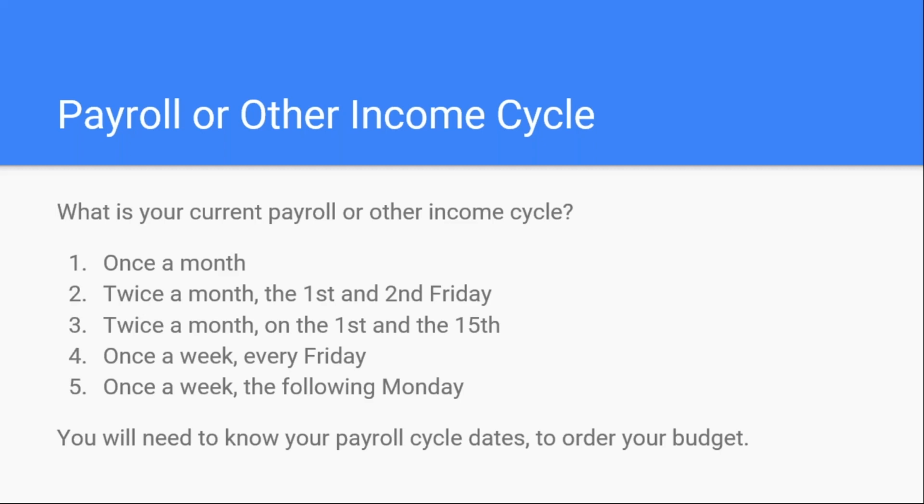So the next thing to think about is when your payroll or other income cycle is going to occur. Some people get paid once a month, some people get twice a month payments on the first and third Fridays usually. Some people get twice a month on the 1st and the 15th. You could be getting your payments once a week, every Friday. Some places I worked, you've got them every Monday or every Wednesday of the following week. It just depends. Whatever that cycle is, know that cycle. We already talked about having that cycle written down in your budget calendar.